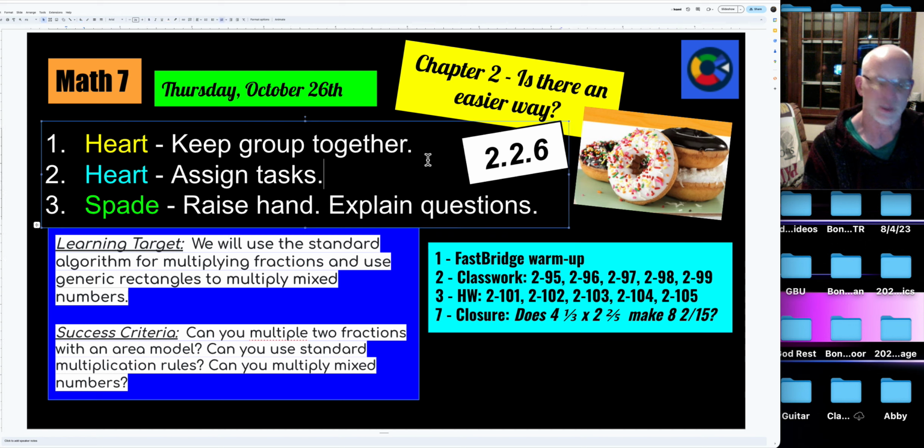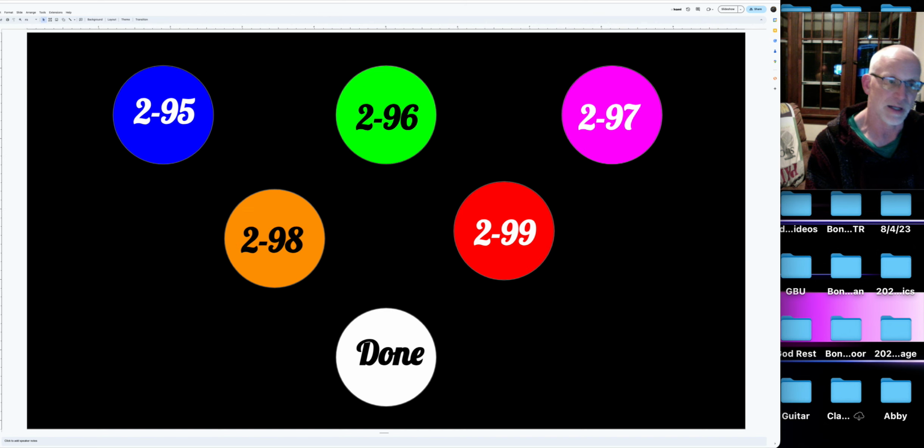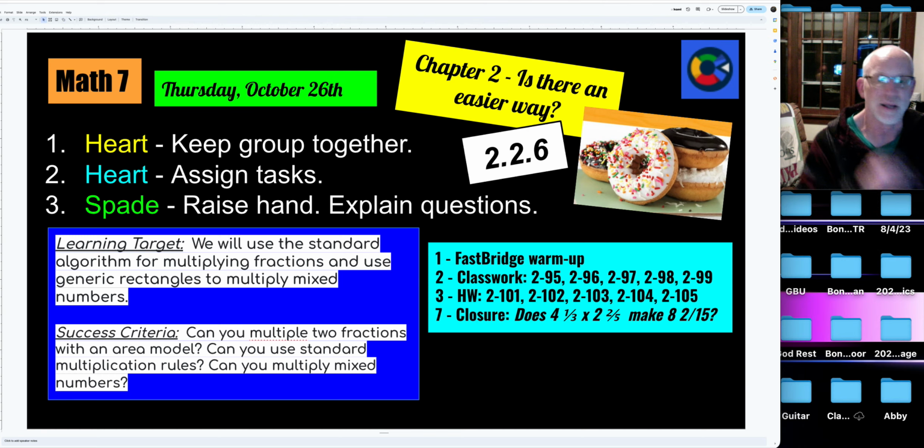As you're working on those problems, you are going to be using your cups. The cups just indicate 295, 296, 297, 298, and then 299. If you are on problem 295, blue; 296, green; 297, 298, 299, that's red. When you're done, flip them all over, and then I know where everyone is at and I can gauge it that way. Then we're going to go through all those problems together.